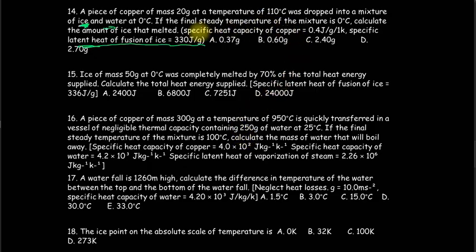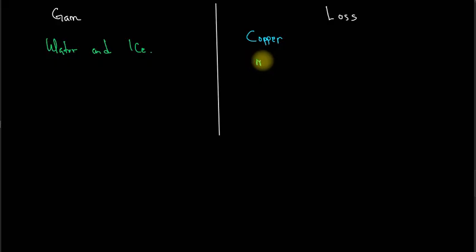So that being said, let's analyze. First of all, let's write our parameters. Okay, final steady temperature is 0 degrees, fine. The amount of ice that melted, that's what we're calculating. So we're calculating mass of ice that melted. We're given mass of copper, 20 gram, and it was at a temperature of 110 degrees Celsius. And the temperature of copper, let's call it theta C, is 110 degrees Celsius.